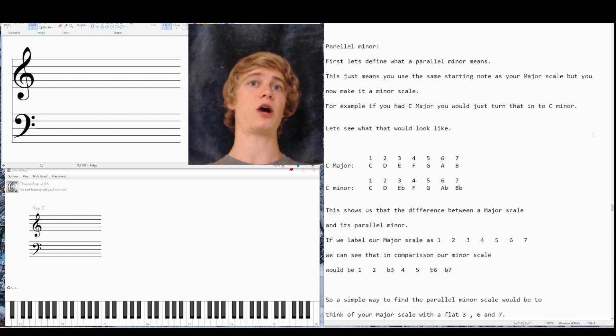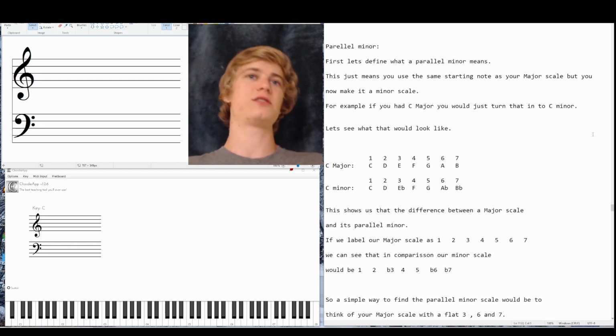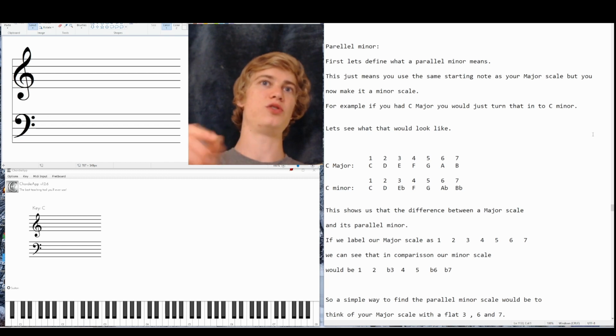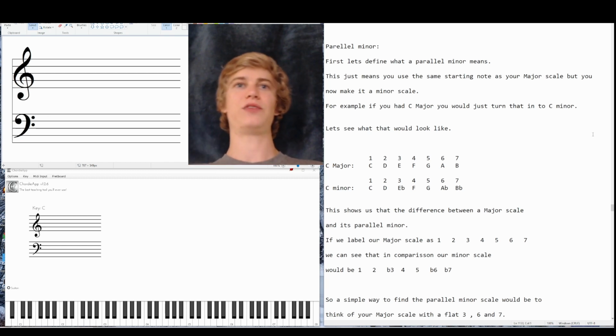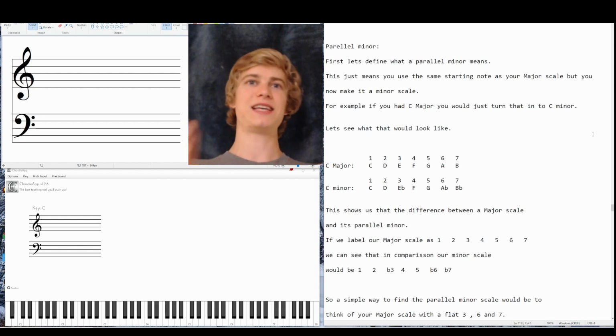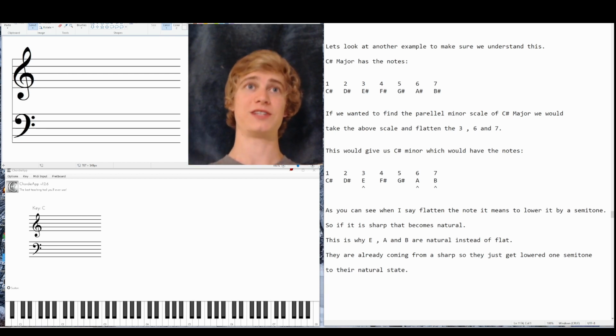If we label our major scale as 1, 2, 3, 4, 5, 6, 7, we can see that in comparison to our minor scale labeled 1, 2, 3, 4, 5, 6, 7, our minor scale has a flat 3, a flat 6, and a flat 7. Okay, so let's look at another example to make sure we understand this.